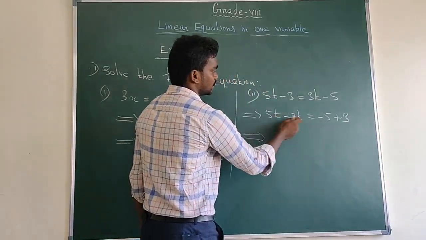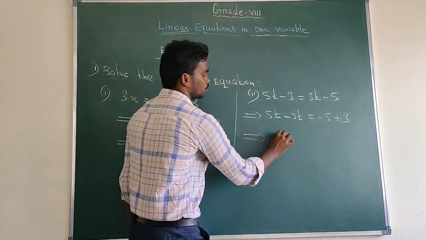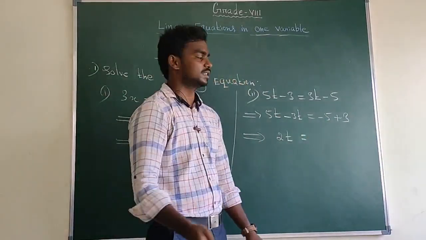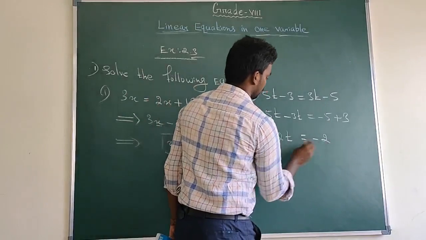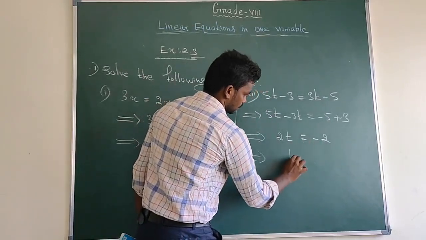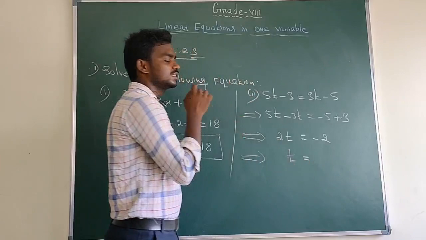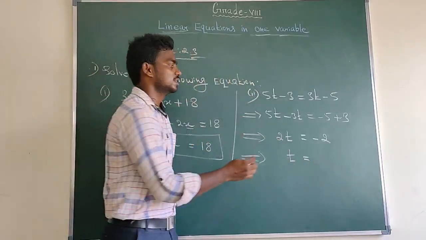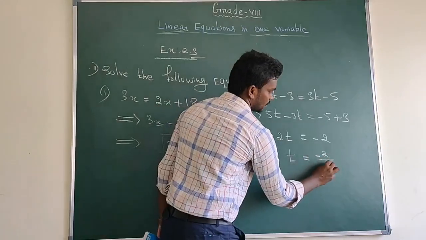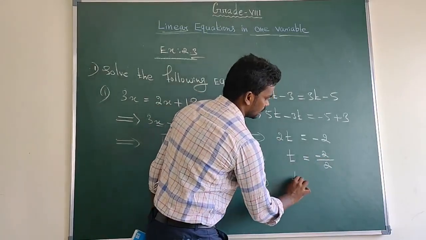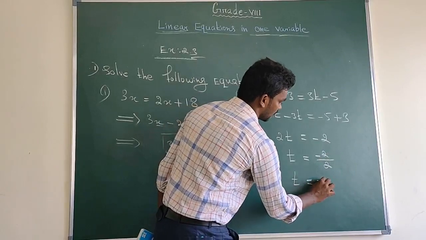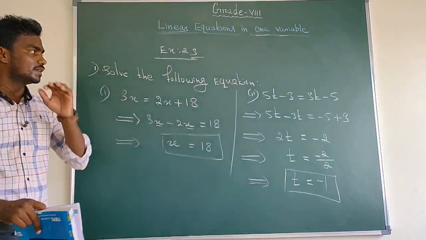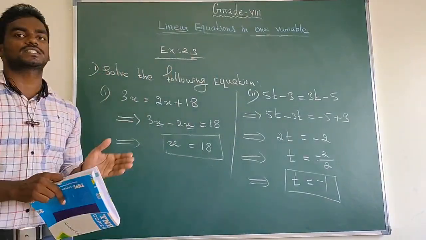So what is the value of 5t minus 3t? That is 2t. 2t is equal to minus 5 plus 3. What is the value of minus 5 plus 3? That is minus 2, which implies we keep the variable t, and 2 is multiplied on the left side, so transposing to the right side it becomes a division. So minus 2 divided by 2, what is the value? That is minus 1. So this is the method of solving linear equations in one variable for equations having both sides.